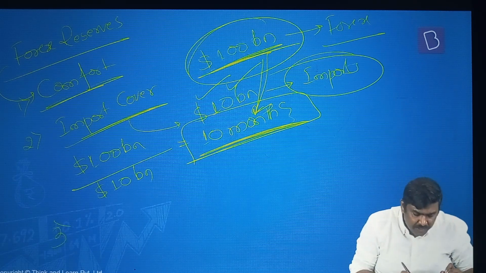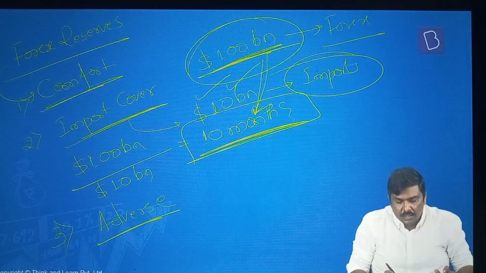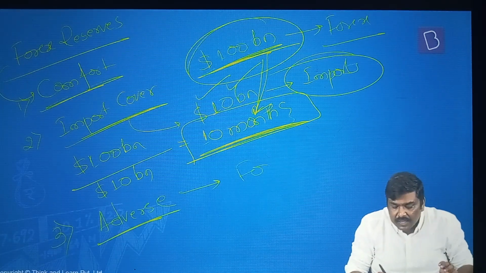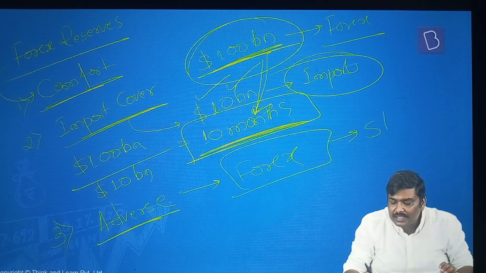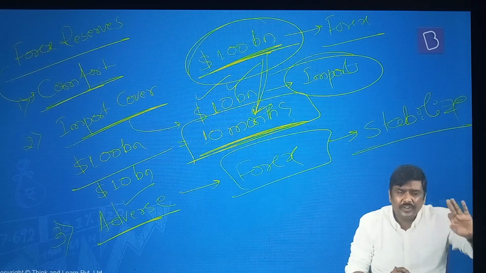And the third very important point, whenever there are certain adverse events taking place in the economy, the RBI will be using this forex reserves to stabilize the exchange rate. Is it okay? There are certain adverse events. Again, with respect to this, we'll discuss it under the exchange rate. Do not worry about it.